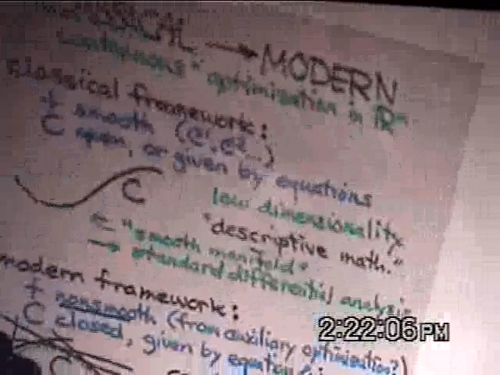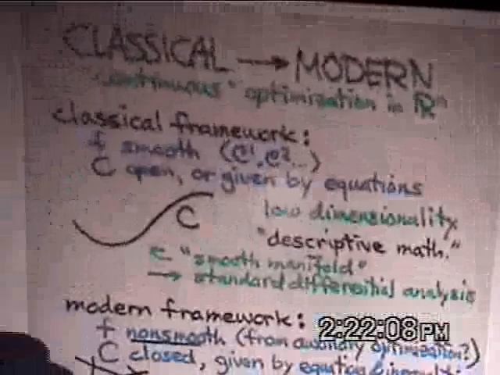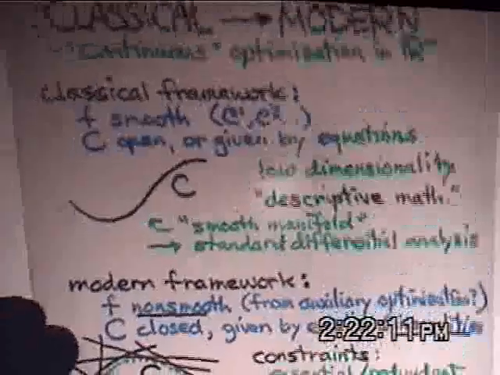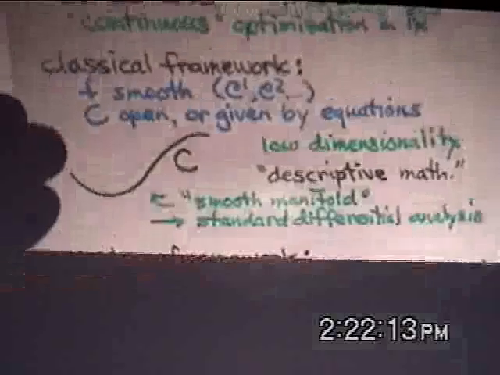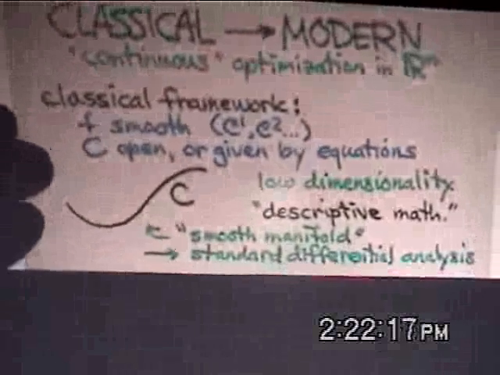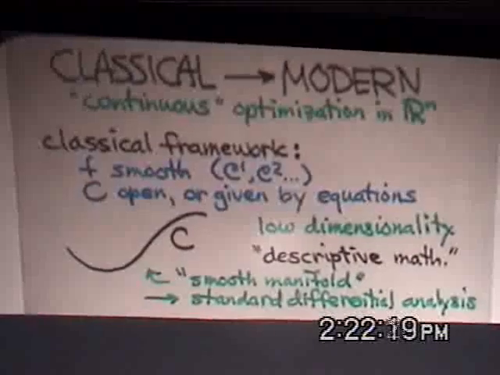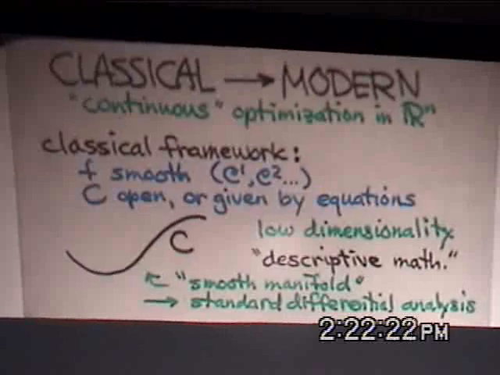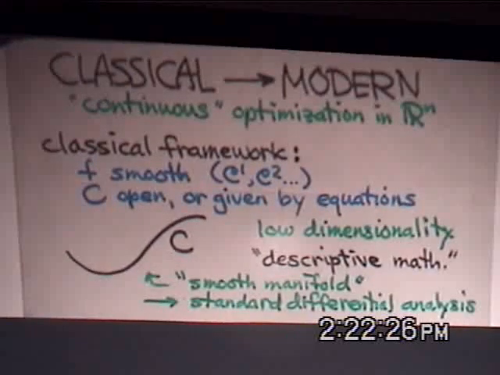Now I'll do my best to try to explain this paradigm shift, why things became very different in optimization. So I'm focusing on this continuous optimization in Rn. What is the classical framework for optimization? You can think of this as what comes out of the calculus as it would be understood by students of advanced calculus. What could you do about optimization?